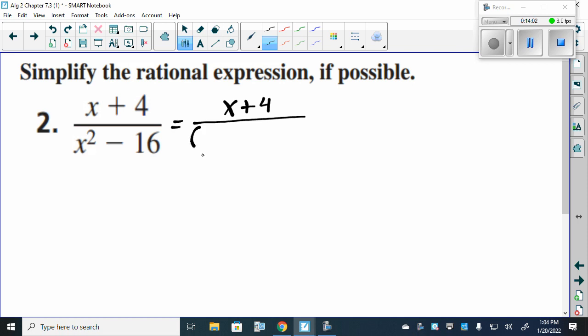But the denominator, we can, because again, it's a difference of perfect squares. And this here would factor to x plus 4 and x minus 4. And what's the greatest common factor on top and bottom? x plus 4 and x plus 4. And if we factor that out, we have x minus 4 left on bottom. And what's left on top?